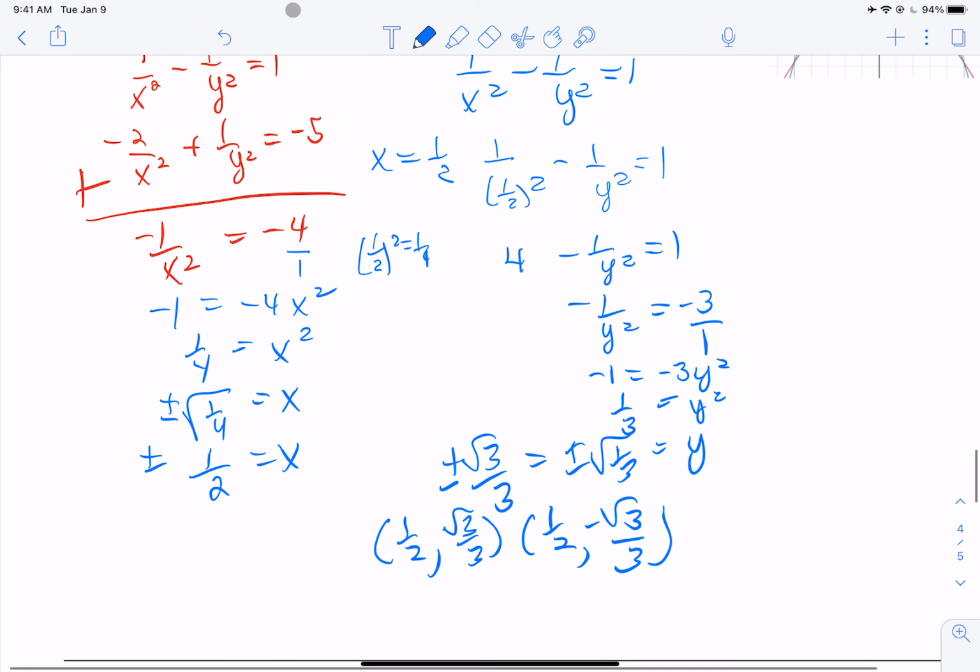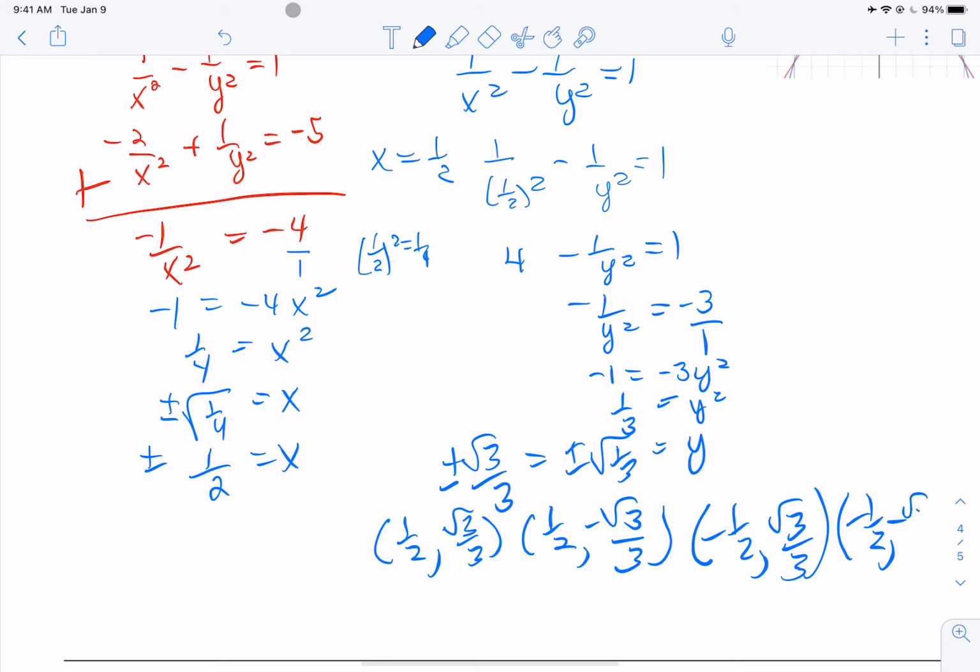And if you look at the logic of the problem, if we put a negative 1/2 squared in there, we're still going to get 4. We're still going to get the exact same values. So negative 1/2 also gets paired with square root of 3 over 3 and negative square root of 3 over 3. So this system had 4 places where they overlapped.